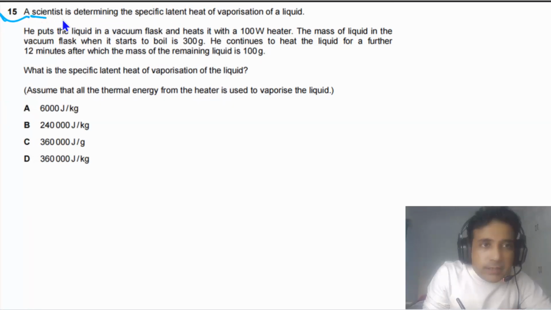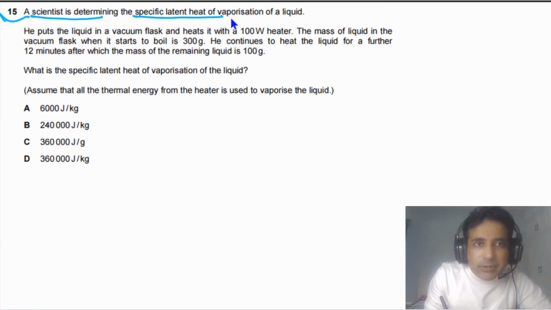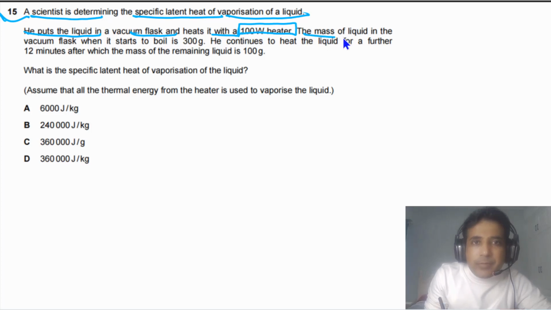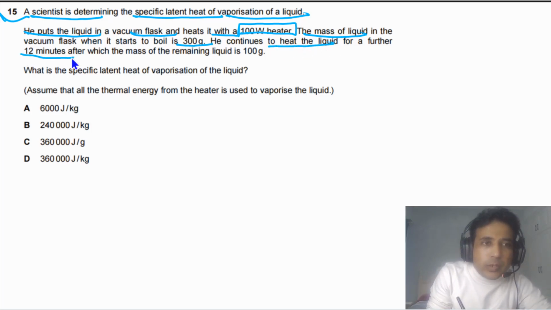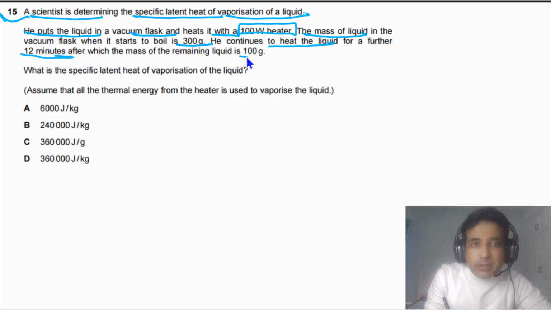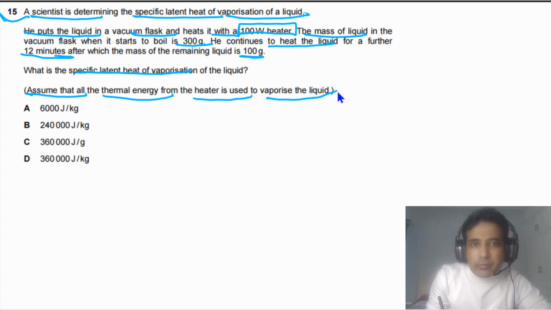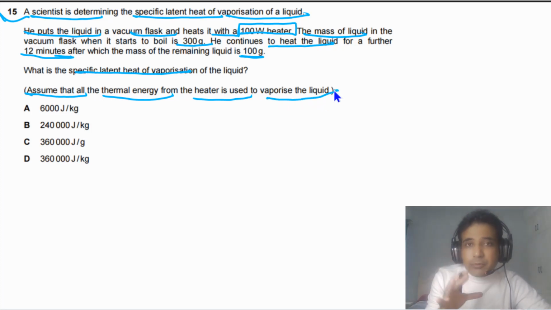Question number 15 says a scientist is determining the specific latent heat of vaporization of a liquid. He puts the liquid in a vacuum flask and heats it with a 100 watts heater. The mass of the liquid in the vacuum flask when it starts to boil is 300 grams. He continues to heat the liquid for a further 12 minutes, after which the mass of the remaining liquid is 100 grams. What is the specific latent heat of vaporization of the liquid? And also in this case, we can assume that all the thermal energy from the heater is used to vaporize the liquid. Nice question, a typical question on specific latent heat of vaporization of a liquid.